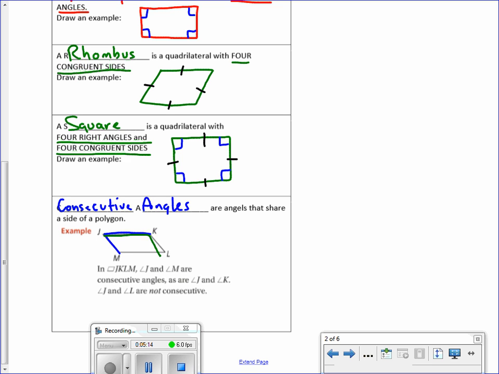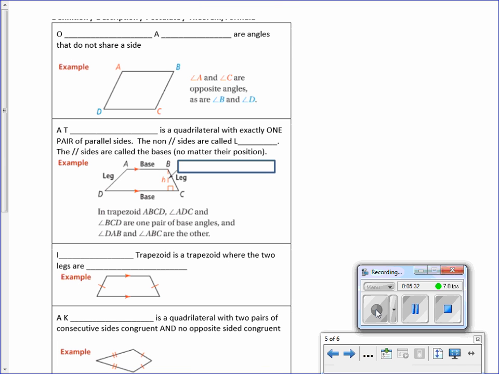When we get into the parallelograms, we'll know that they're supplementary. That comes back from the parallel lines section of our chapter, okay? So those two angles, J and K, are consecutive angles, and so on. There's several sets of those in that picture. All right, next up on the next page is the words opposite angles.